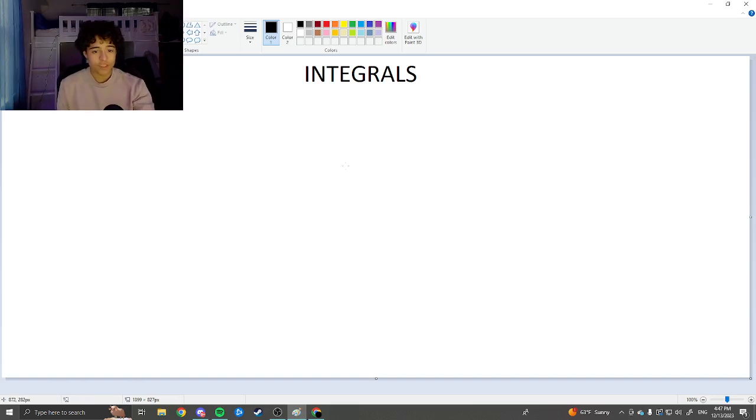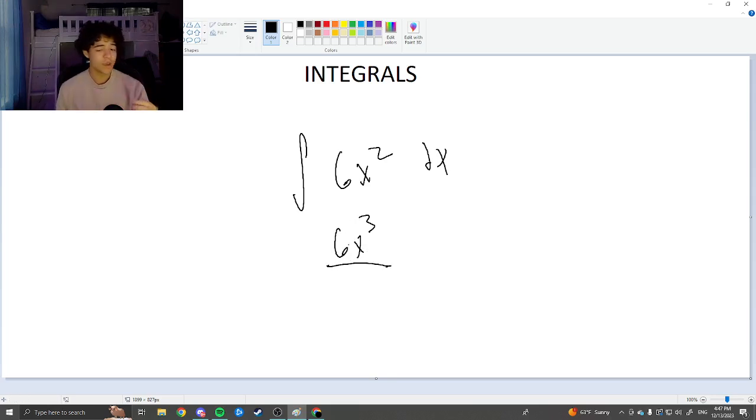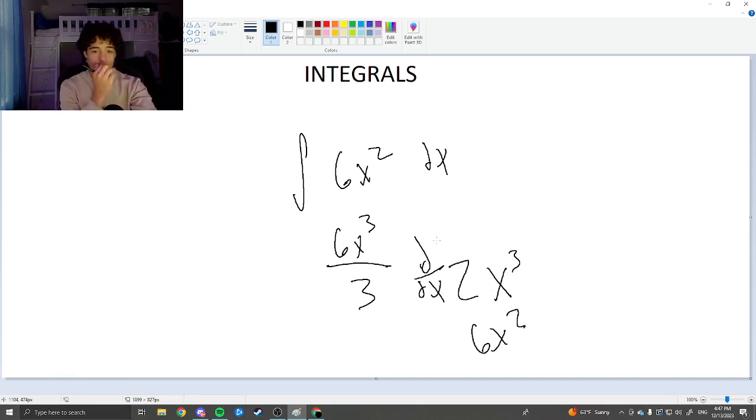So if you have the function 6x squared, and you're trying to integrate it, you add 1 to the exponent, so you get 6x cubed, and then you divide by this new exponent, because when you're deriving, you multiply, and when you're integrating, you divide. So you would end up with 2x to the third. And if you notice, if you derive 2x to the third, you get 6x squared. So derivatives and integrals are opposites.